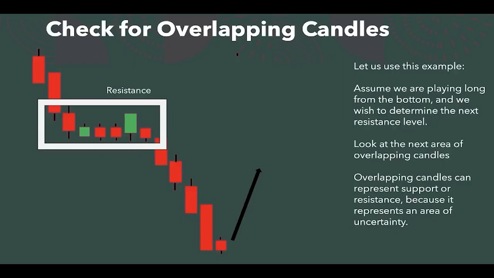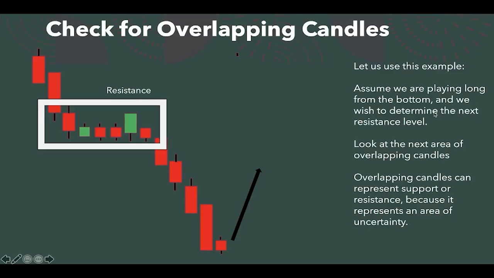And something else I want you guys to do is check for overlapping candles. Overlapping candles, or you can call it a consolidation or a base, represent resistance or support. So let's look at this example. Let's say we have a stock, it drops, then it begins to consolidate, and after this consolidation, it continues lower. And let's say here we're looking at potentially playing this long. This is just an example; I'm not saying it only applies to this situation.